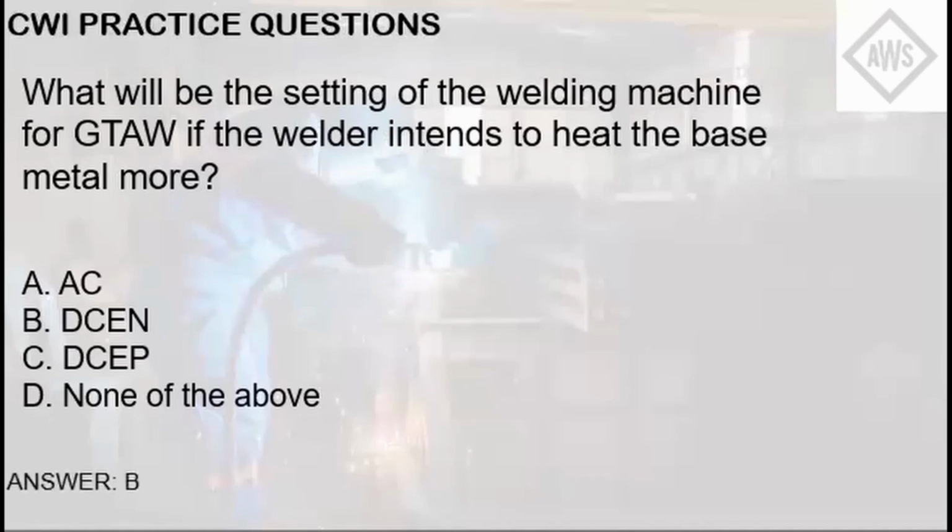So for GTAW, one thing you can remember in the CWI exam is that it is the opposite of the flow of the current from SMAW, which is DCEP if you want to heat the base metal more. So basically, if you want to heat the electrode more, you need to have DCEP for GTAW. So it's kind of opposite philosophies for GTAW and SMAW in terms of the electrical characteristics of the two processes. So something to remember.